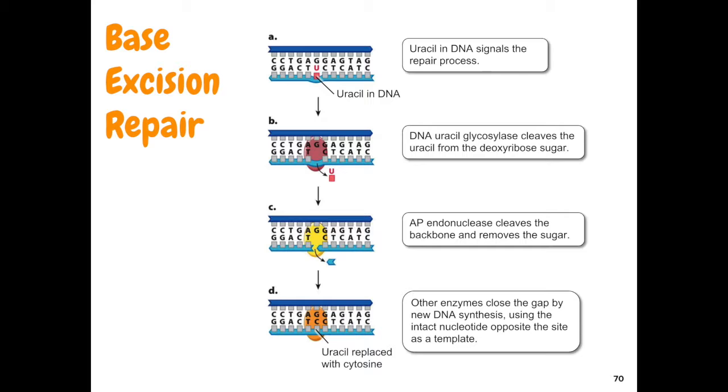So base excision repair is when one base, in this situation normally uracil, needs to be removed. The base is removed first, and then another enzyme called AP endonuclease comes in. That's going to remove the sugar. Once the base and the sugar are removed, other enzymes can come in, add the correct nucleotide, and then seal up the nick and repair the DNA.